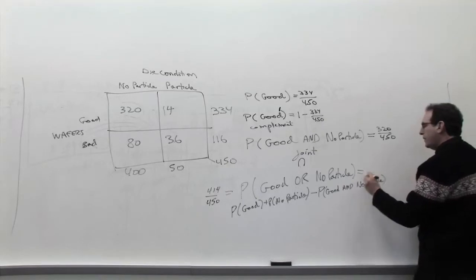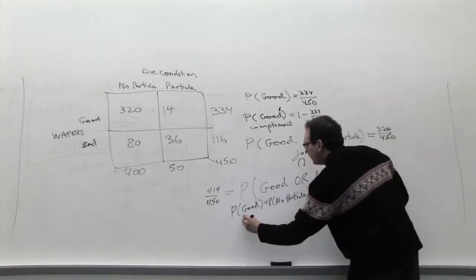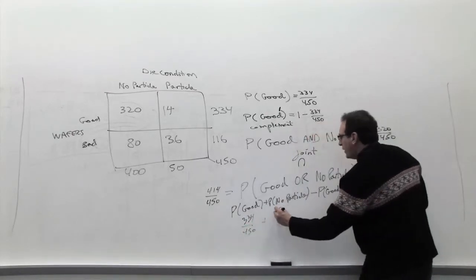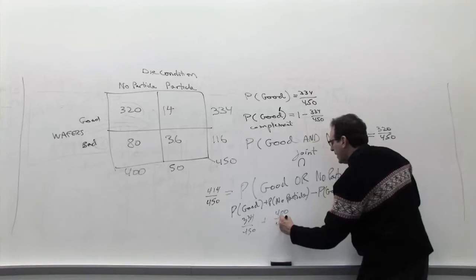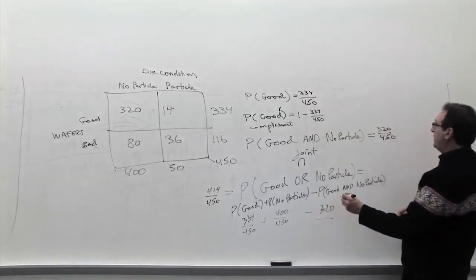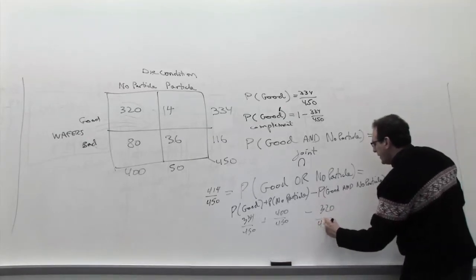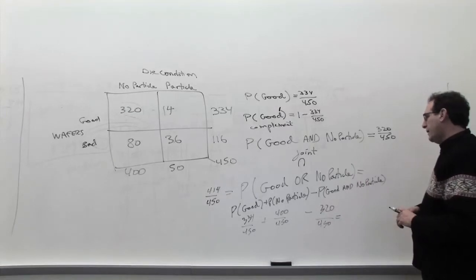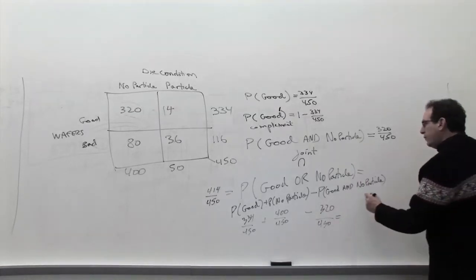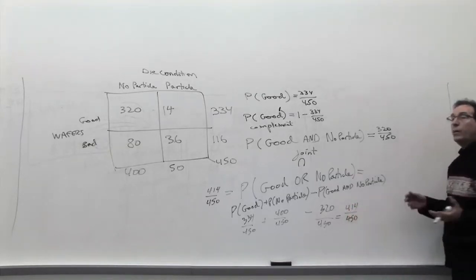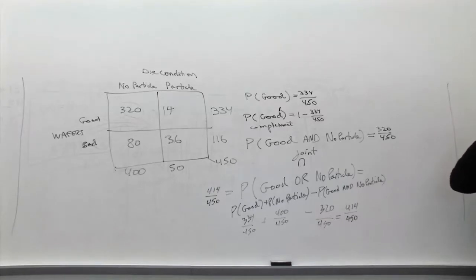And plugging numbers in, good, we said before, was 334 out of 450. No particle was 400 out of 450. And the overlap was 320 out of 450. And this should come out to hopefully 414 out of 450, is that right? Yes, it comes out to 414 out of 450. And again, if you want to change this into a decimal, you're welcome to. I'm not sure if the course compass or the MyStatLab wants decimals or fractions. Decimals is pretty easy.